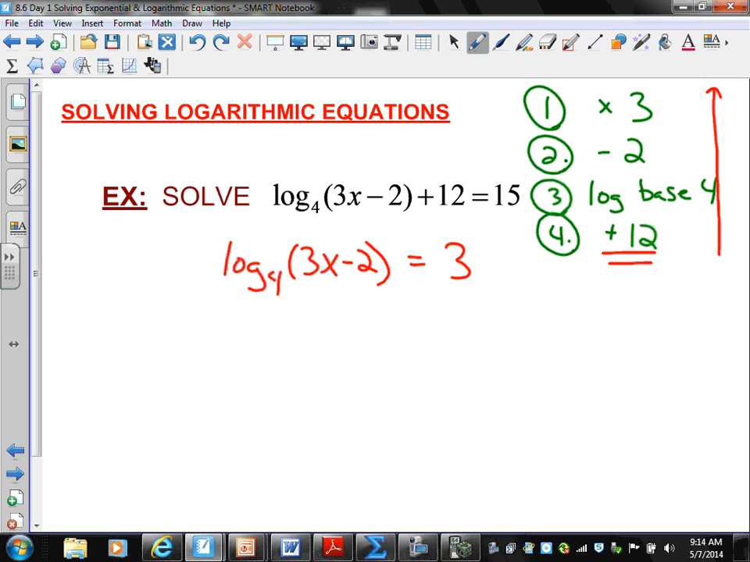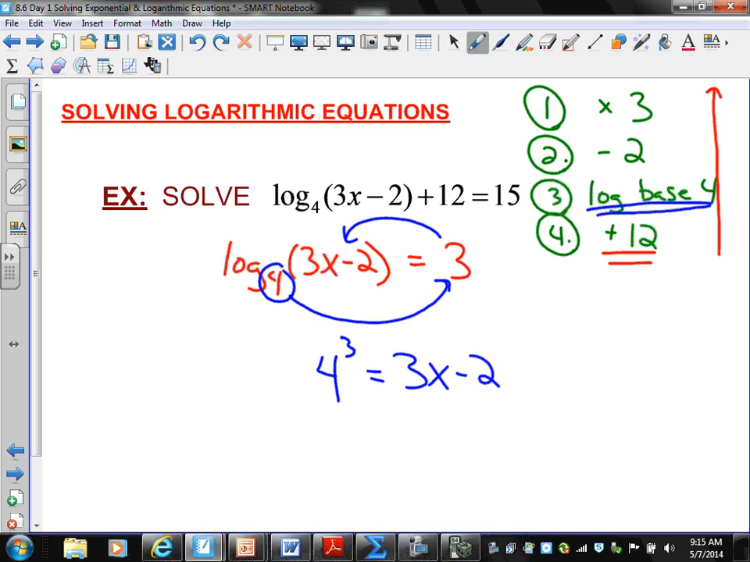Okay, now the next thing I want to do is unwrap this log base 4. How do we unwrap logs? Well, the inverse is exponentiation. What that means is I'm going to change the form. I'm going to do 4 to the 3 equals 3x minus 2. So this step of line number 3 says to change to exponential form. That's really our new step here. That's really the new thing to get out of this particular problem here.